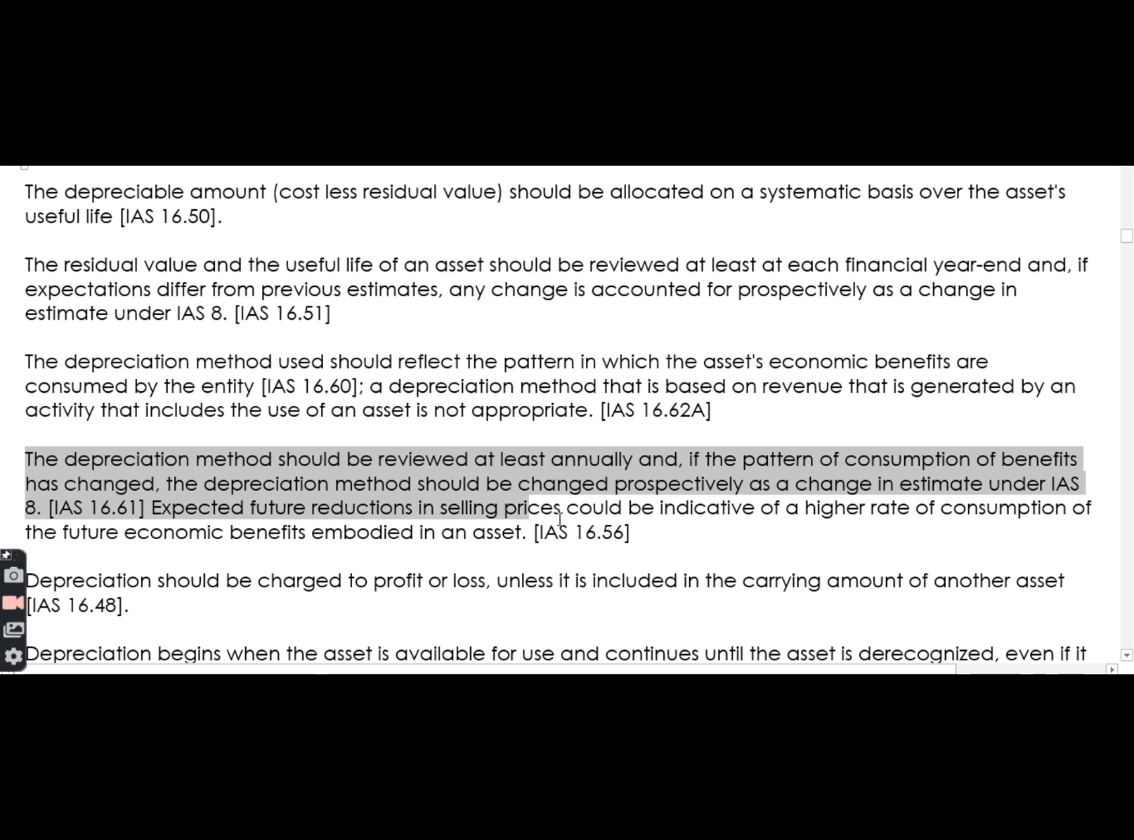In relation to depreciation, we also need to consider that there should be an annual review of the depreciation method that is used by the company. And if the pattern of consumption of benefits has changed, then the depreciation method should also be changed, and there will be a prospective change. Or it will be applied prospectively, meaning from the period that the change is going to be implemented and into the future periods. So that's going to be considered also there.